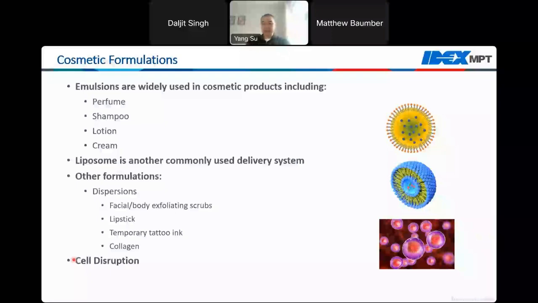And there are various other formulations that are based on dispersions, such as facial and body exfoliating scrubs, lipsticks, temporary tattoo ink, and collagen. And as I mentioned before, I listed a separate category for self-disruption, which is a very interesting application. I will talk a little bit more about it later.